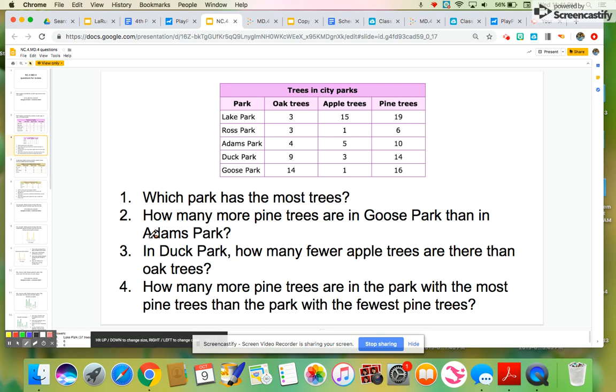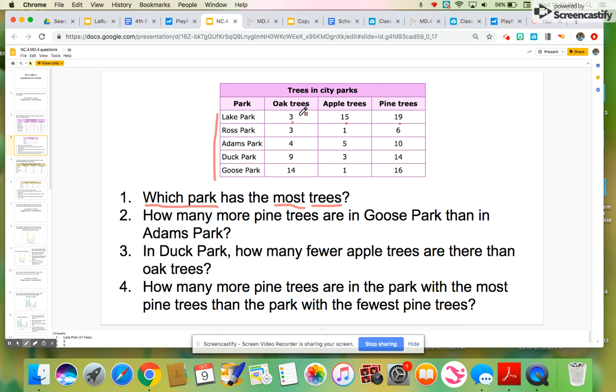So the first question here, for number 1, is which park, so I know I'm answering with one of these because it's asking about the different parks, has the most, looking for the biggest amount, trees. It doesn't say which park has the most oak trees or apple trees or pine trees, it just says trees, which means I have to find a total of the number of trees in each park so that I can find out which one has the most. So we've got to combine the number of oak trees, apple trees, and pine trees in each park.